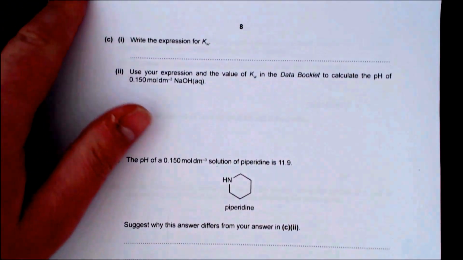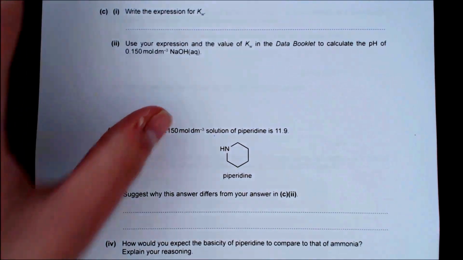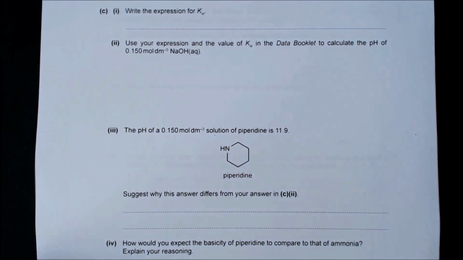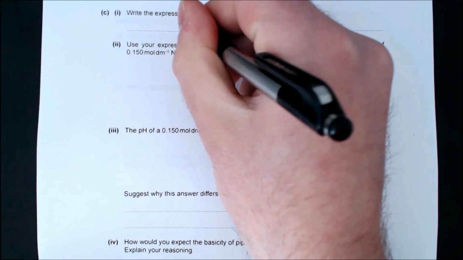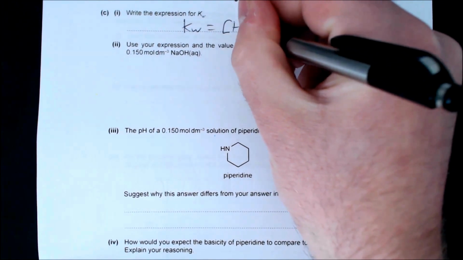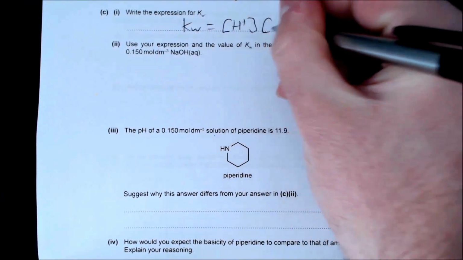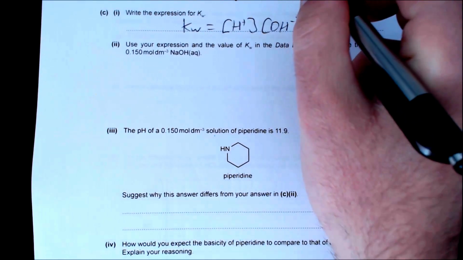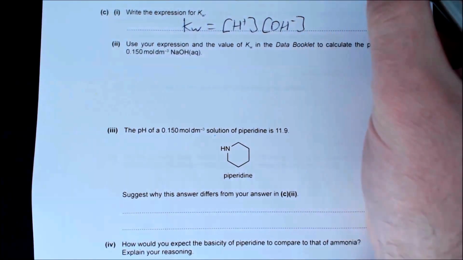Right, C part 1. Let's just drag that down so we get into focus. It says write the expression for Kw. Okay, so it's a pretty straightforward expression. You just need to remember it. Kw is the ionic product of water. So this is the concentration of H plus times by the concentration of OH minus. Very useful for working out the pH of bases. We can use the Kw.